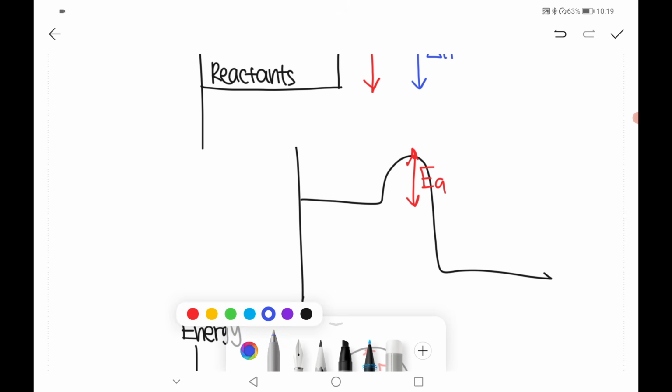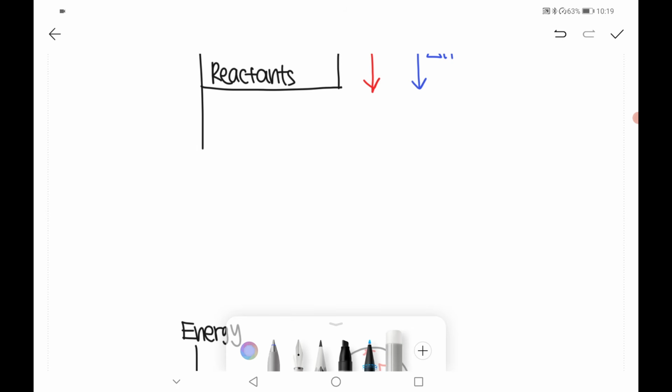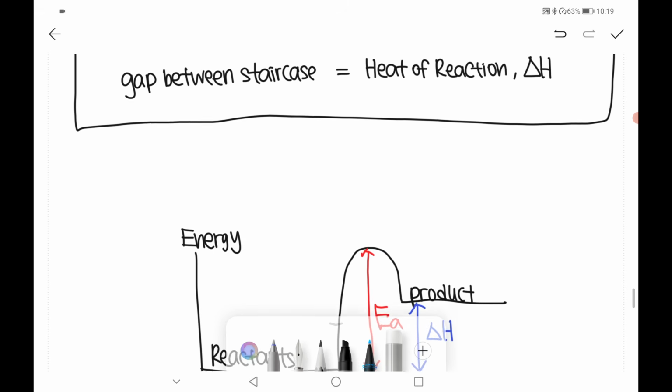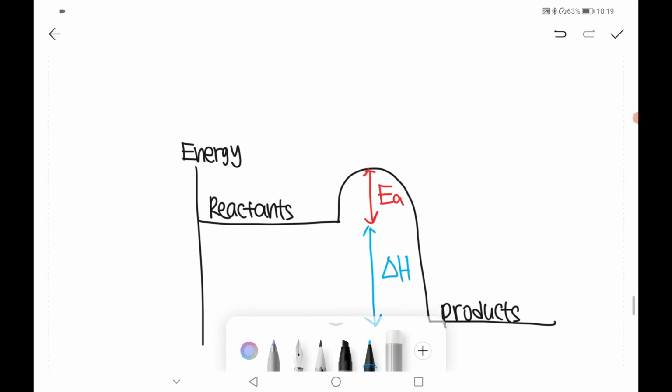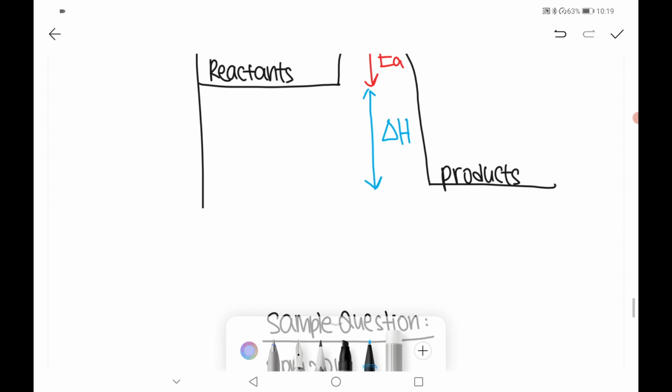Next, can you label where the delta H is? The delta H is always the gap between the staircase. So this is a staircase, this is a staircase, and the gap between them here is your delta H. Okay, if you know how to label these two, that is good enough already.